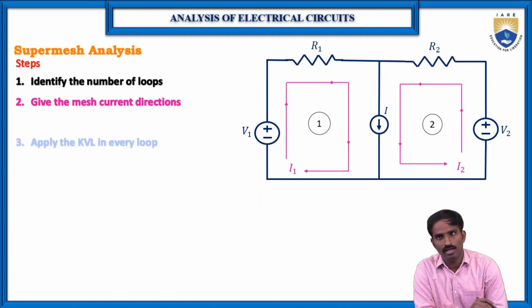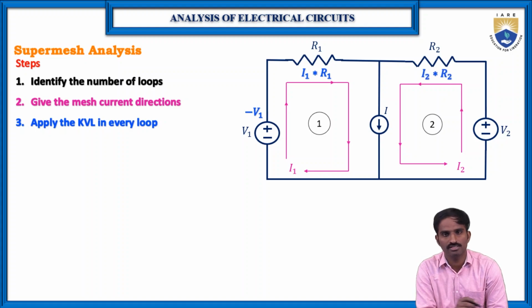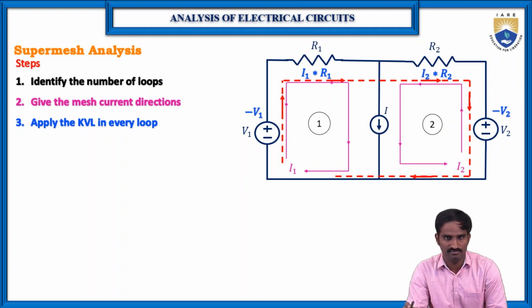So first, same way, loop 1 and loop 2. Okay. And apply the KVL. Here the voltage across R1 is I1 into R1 and the voltage across R2 is I2 into R2, and V2. Okay. This is again the same procedure as the previous one in the mesh analysis. But here we should consider a super mesh.